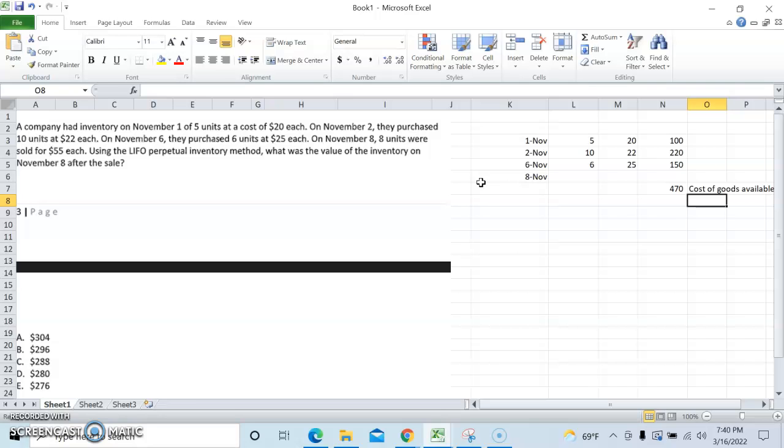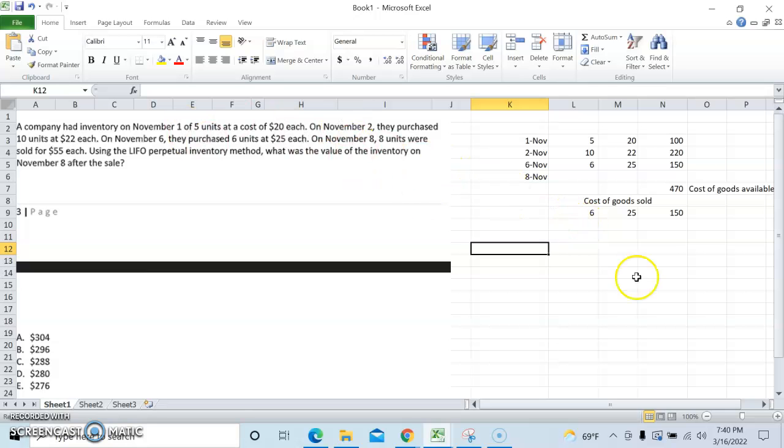So how many units did we sell on November 8? We sold 8 units. So we have to go up to our first layer, which is November 6, and we need to take 6 times 25. Okay. So this is going to represent our cost of goods sold.